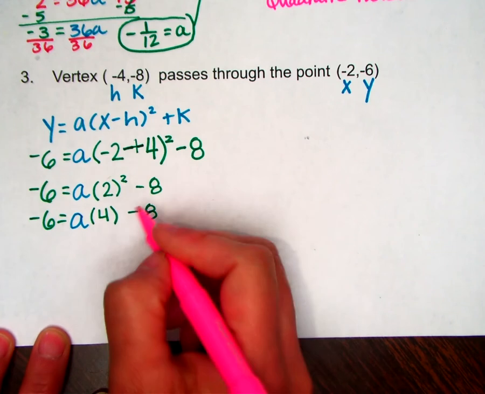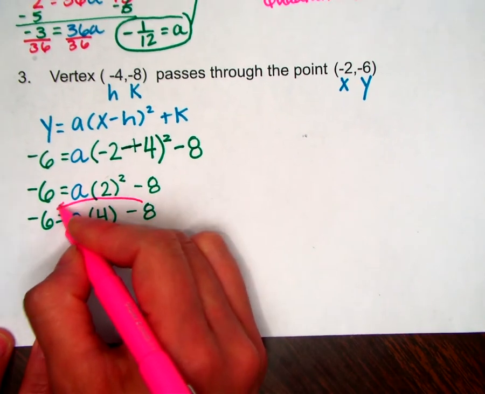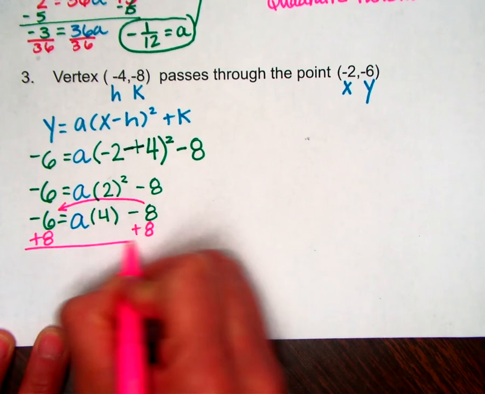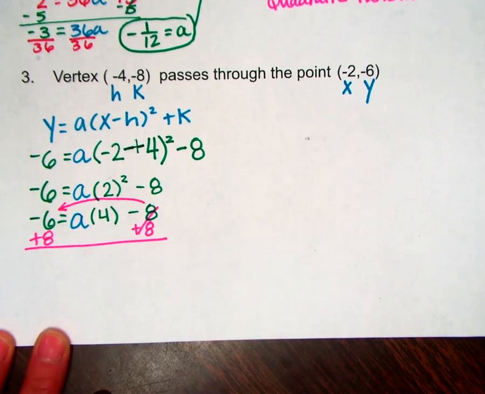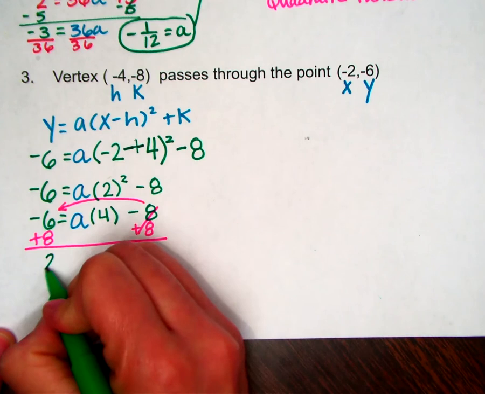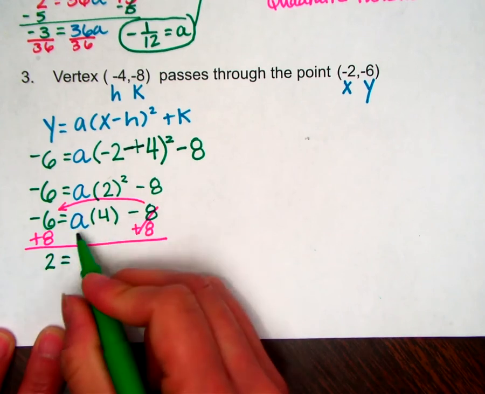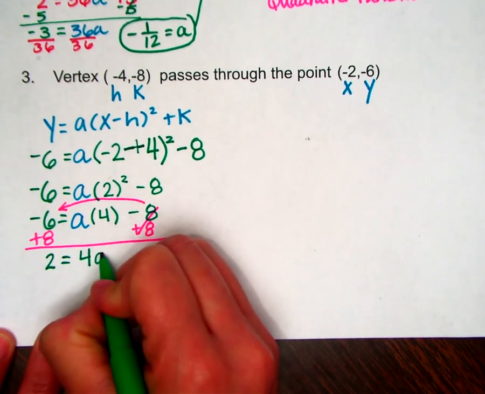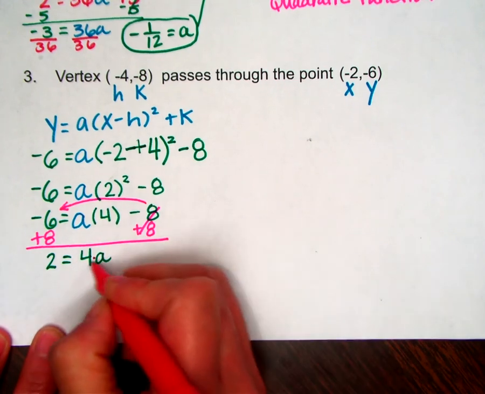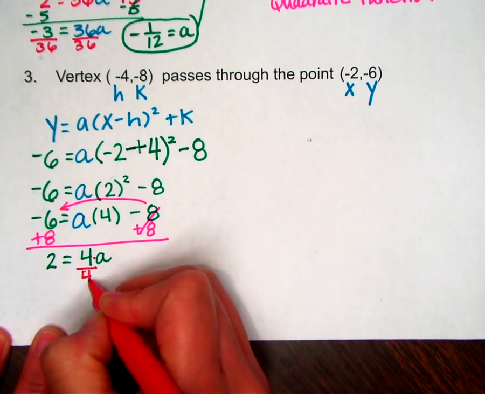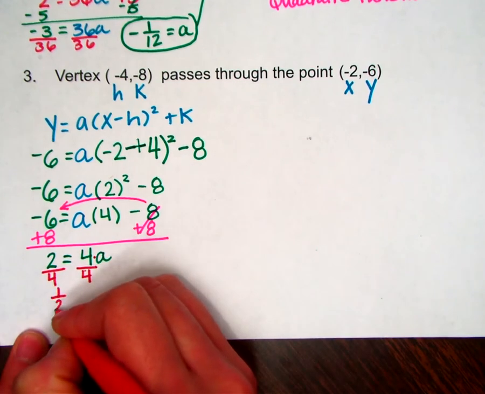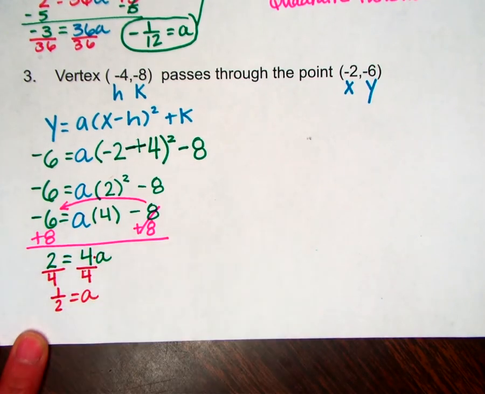So here I need to solve for a, so I need to move over this minus 8 by adding it to itself and adding it to the other side. It cancels on the left, so negative 6 plus 8 is positive 2. Positive 2 equals a times 4, or 4a. So now in order to solve for a, I need to undo multiplication, so I'm going to divide by 4 on each side of the equal sign, so 1/2 equals a.